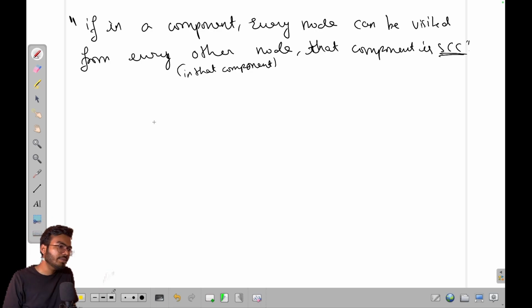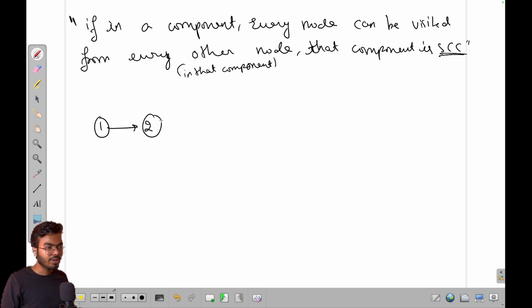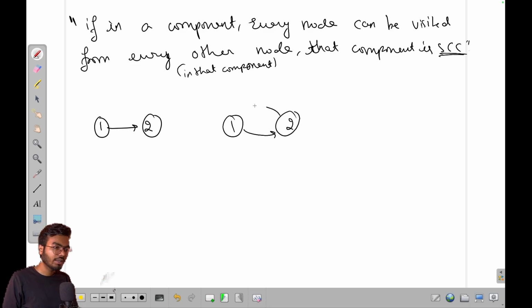Now, as an example, let's say you have some directed graph, obviously. Is this a strongly connected component? No, right? Because I can visit 2 from 1, but I can't visit 1 from 2. The counterexample would be if I have 1 and 2 with edges in both directions. Is this a strongly connected component? You will say yes, because I can visit 2 from 1 and then 1 from 2 again.